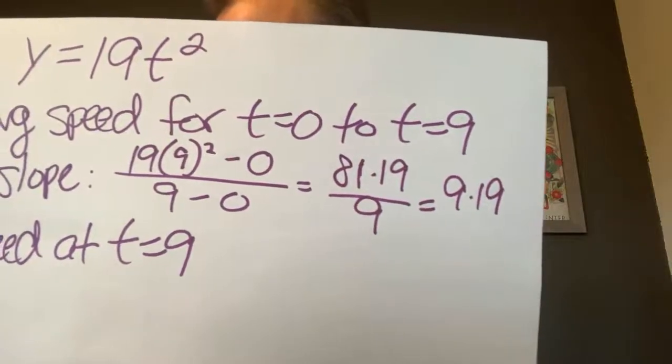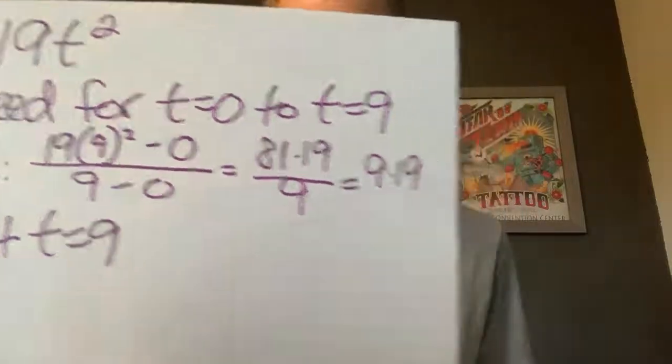So this planet has a different gravity than we do on Earth. Okay. Again, I'm not going to say easy, because I feel like nothing in life is easy anymore. Part B. It says find the speed at time equals 9.